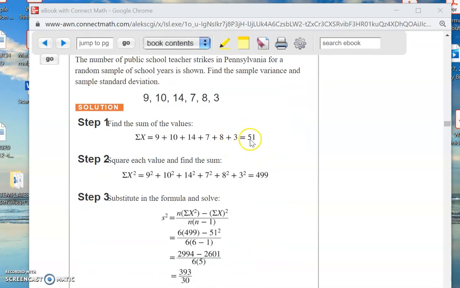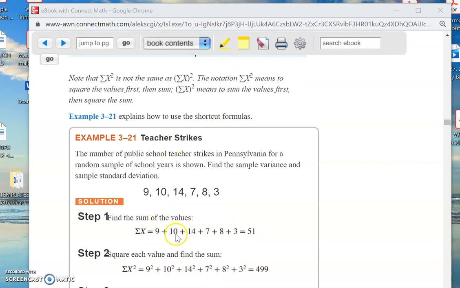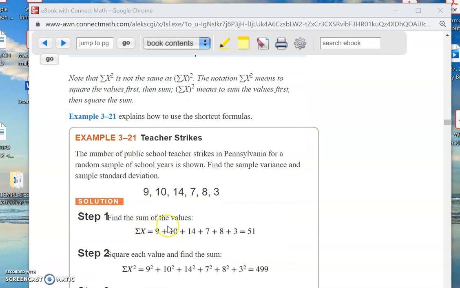So let's see if we can figure that out. So summation of x, okay, 9 plus 10 plus 14 plus 7 plus 8 plus 3. That's the x sub 1, x sub 2, x sub 3, x sub 4, and so forth. Okay, you add those up. That's this guy. That comes right here. Then we're going to square it, but that's what we needed to begin with.